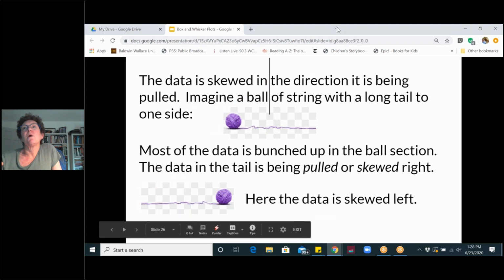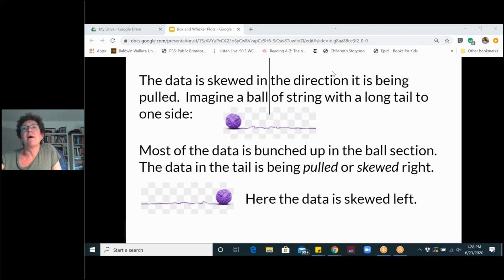So I had to have a visual to help me remember that because I don't want to describe how I could get confused with that, but I only want to leave you with the right way to think about it. So this is the right way to think about it, okay? If my data is being spread out and pulled in this direction, then I'm saying it's skewed this direction.